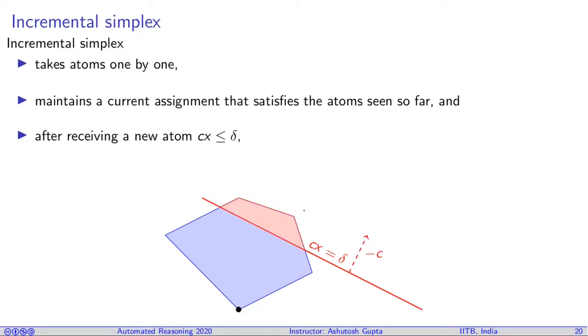That means in the minus c direction is the allowed area. In this area, you want to find a solution. Now current solution is here. So how do I get there?